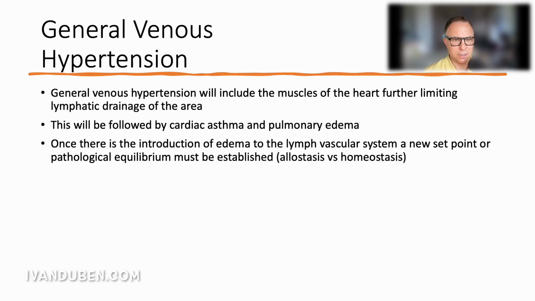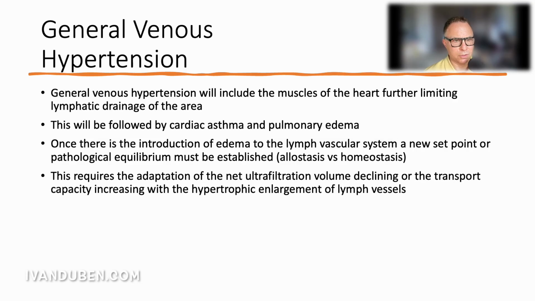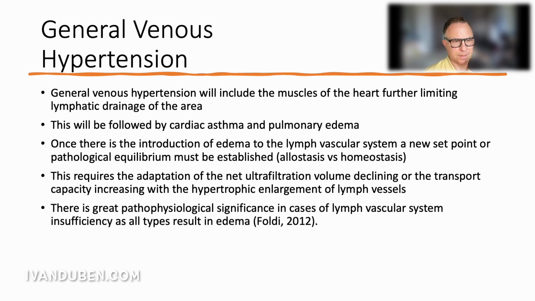What is the cost to maintain homeostasis? This is what presents itself as allostatic load. This requires the adaptation of the net ultrafiltration volume declining or the transport capacity increasing with the hypertrophic enlargement of lymph vessels. There's great pathophysiological significance in cases of lymphovascular system insufficiency, as all types result in edema. This is coming from Dr. Foldy, who's a renowned expert on the lymphatic system.